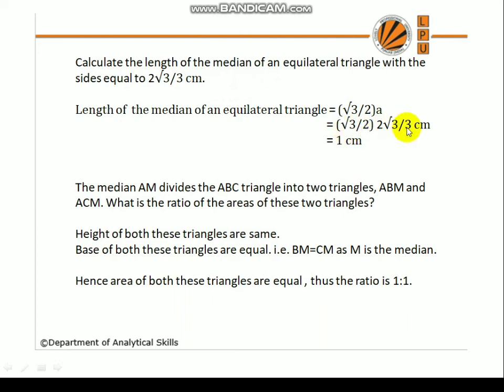So 2 root 3 by 3 is nothing but 2 by root 3. So root 3 by 2 times 2 by root 3 gets cancelled. As a result, we get 1 centimeter. This 1 centimeter is nothing but the length of the median of this equilateral triangle.